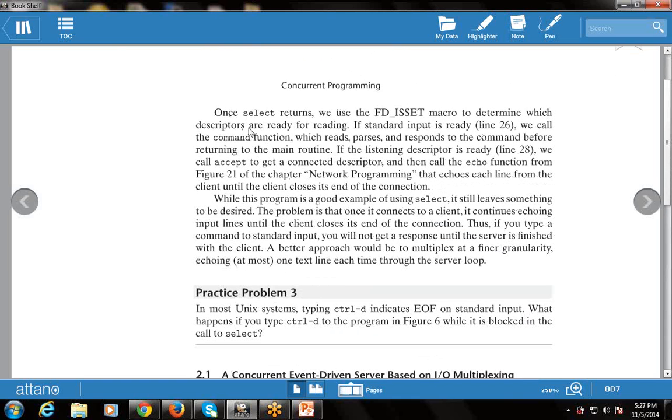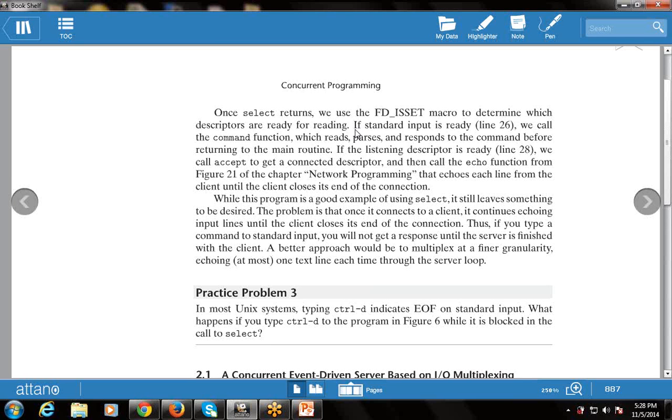This says once select returns, we use the FD_ISSET macro to determine which descriptors are ready for reading. So one is used for reading, one is used for writing, one is used for determining which descriptor is used for the reading, which descriptor is used for the writing. If the standard input is ready, we call the command function which reads, parses and responds to the commands before returning to the main routine.